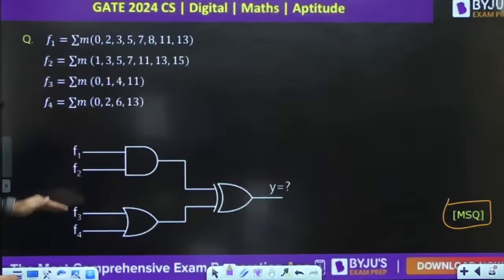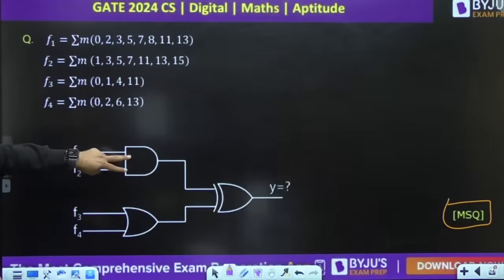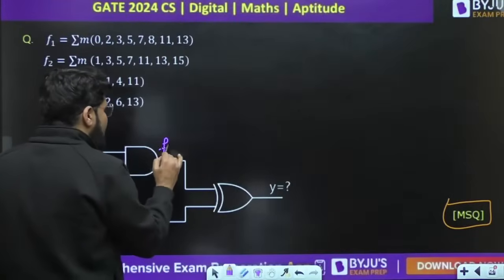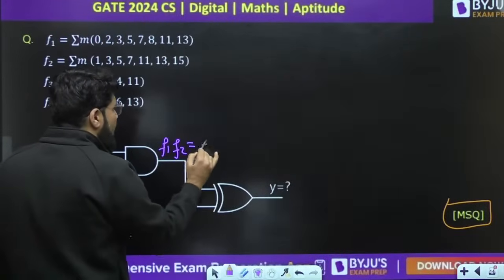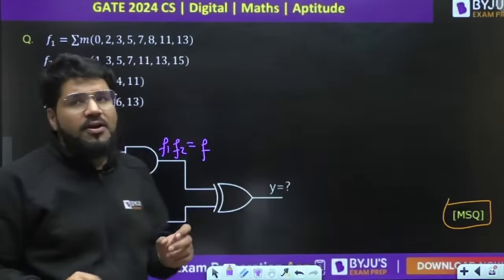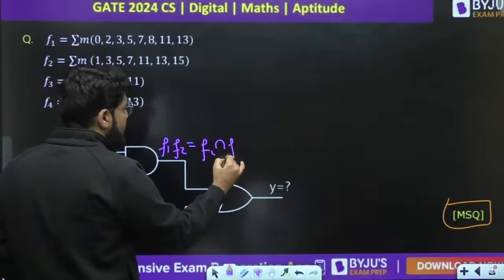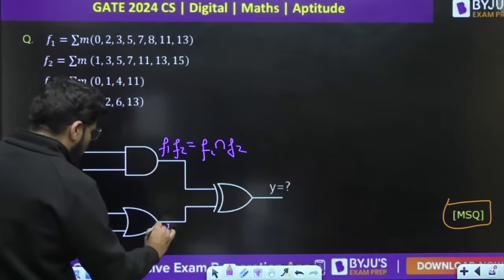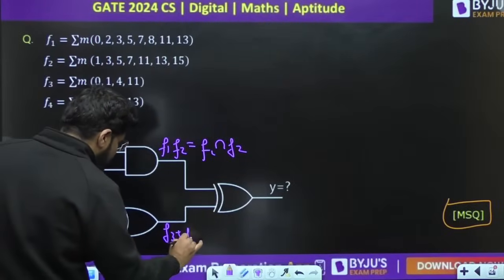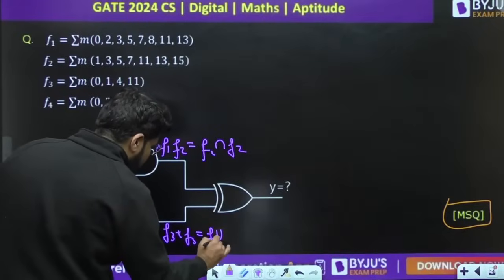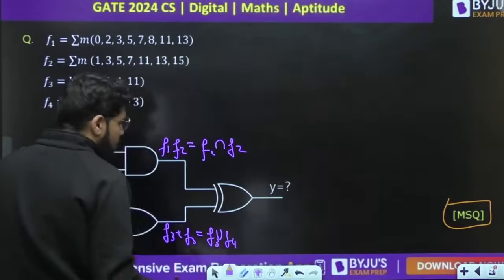F1, F2, F3, F4 are four functions given to you in the minterm list. Now AND, what is AND? AND means F1 into F2, and whenever the minterm list is given, the product is equivalent to intersection operation. So this becomes F1 intersection F2. And the ORing F3 plus F4 is equivalent to union operation, F3 union F4.